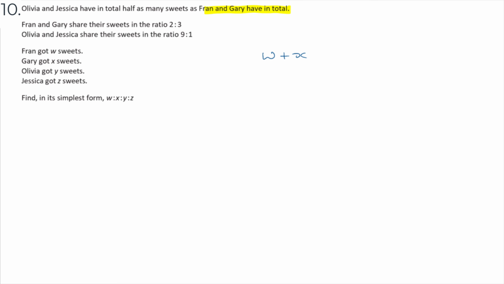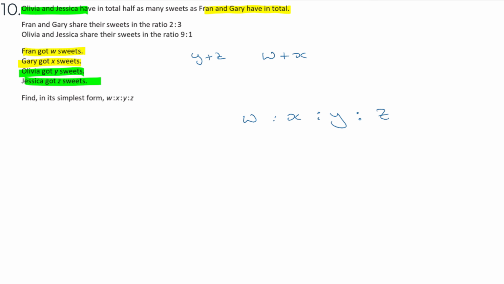Fran and Gary, that's those two. Olivia and Jessica had Y and Z. So if I add those together, I'm going to get Y plus Z. So those two together is that and that. I've got a feeling I'm just going to look at W to X to Y to Z and start putting some of this information in for me.